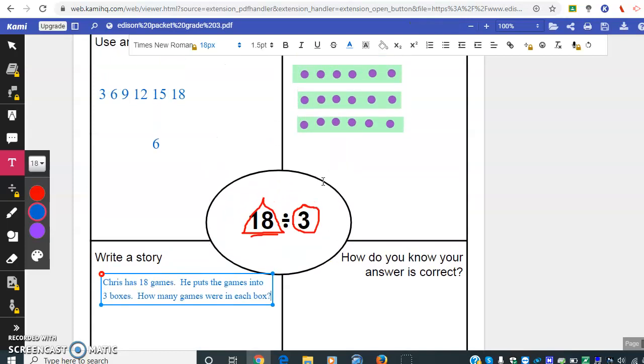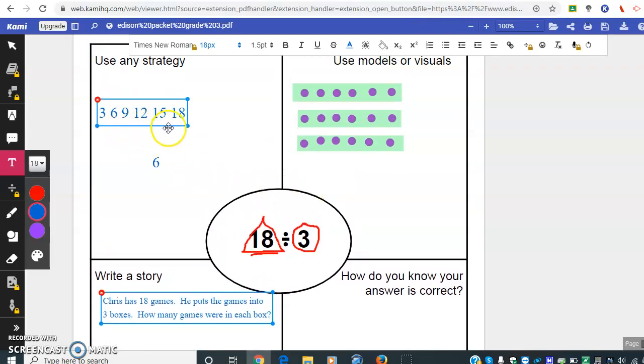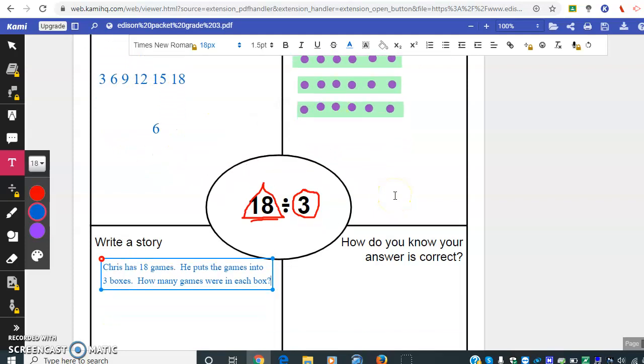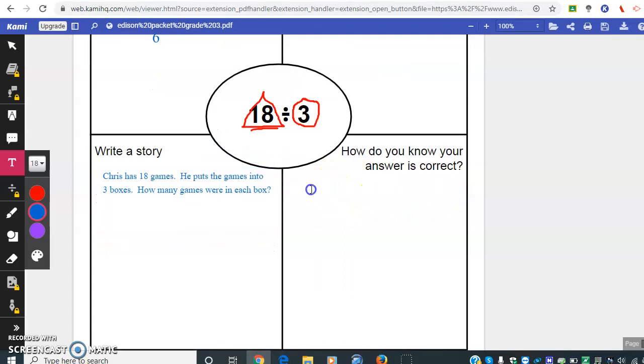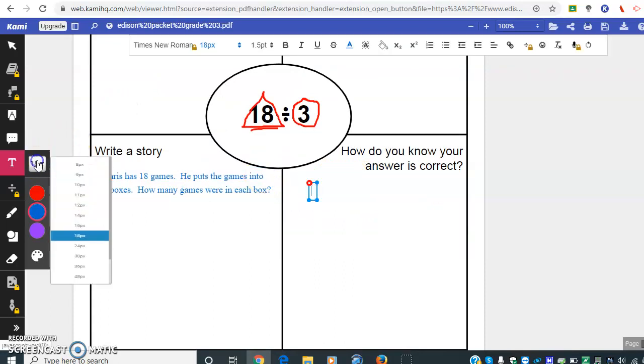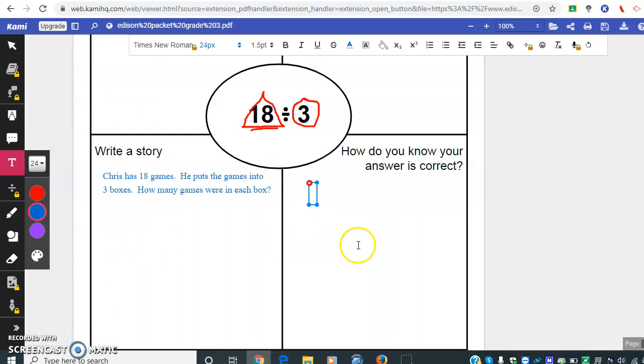So I'm going to go up here. I used skip counting and I used a model. That's how I know my answer is correct. So I'm going to go ahead and write that as my response. And make my typing a little bit bigger. I used skip counting, and I'm going to make a compound sentence here, and I made a model, period.